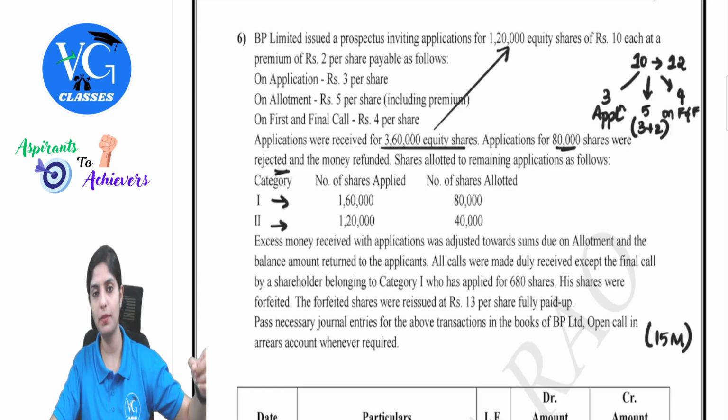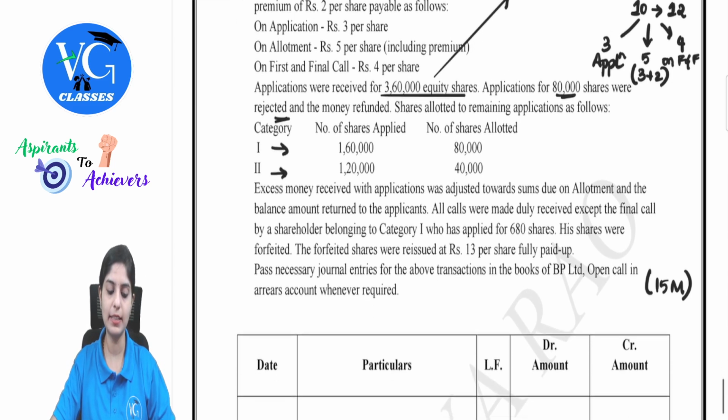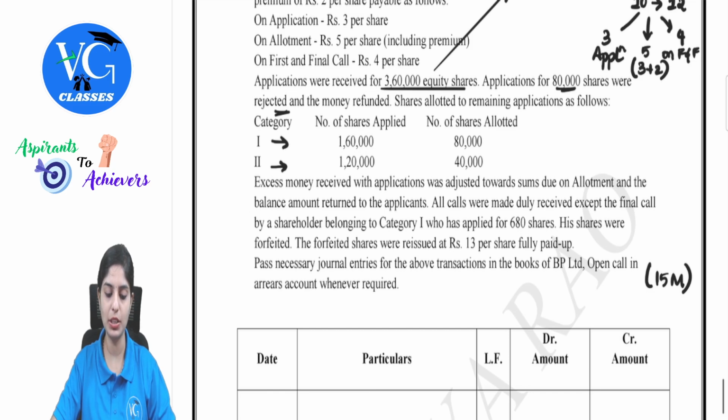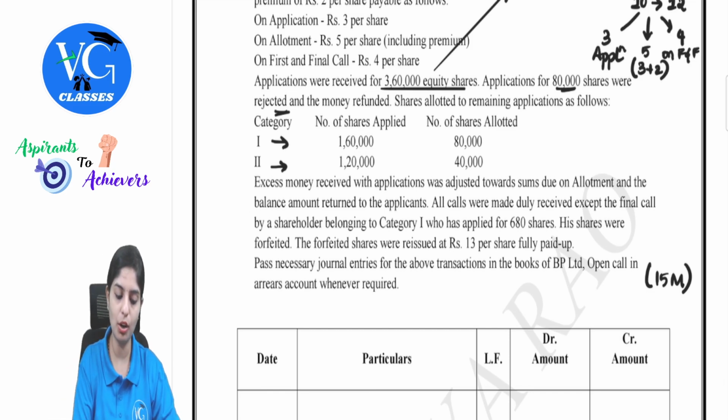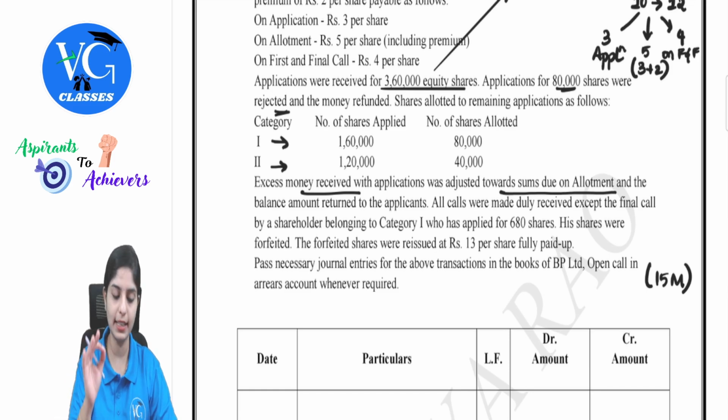So if you remember in the previous question, we were supposed to find out how much was the shares applied for. Further, excess money received with application was adjusted towards sum due on allotment. Same points what we saw was adjusted and the balance amount is returned to the applicants. First, we will make use of how much is due for allotment and any excess remaining will be given for allotment applicants. All calls were made and duly received except the first call by a shareholder belonging to category 1.